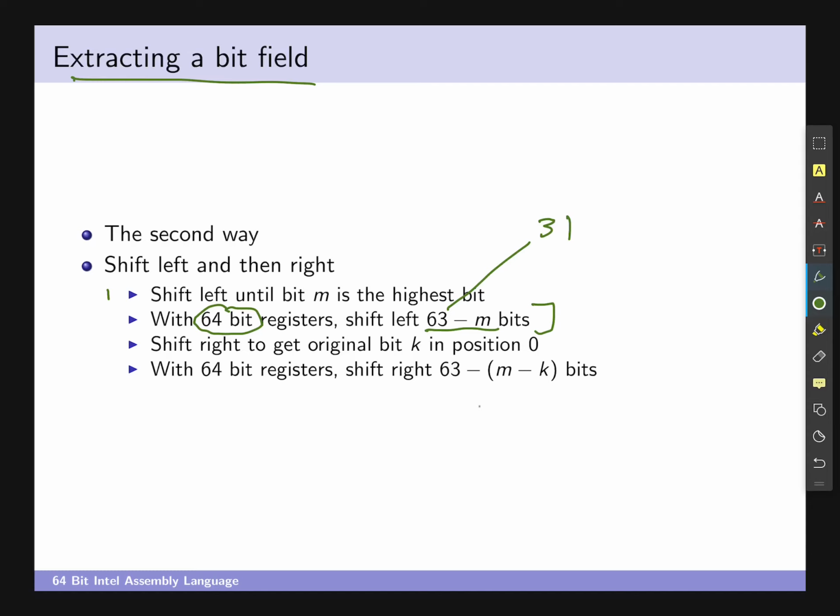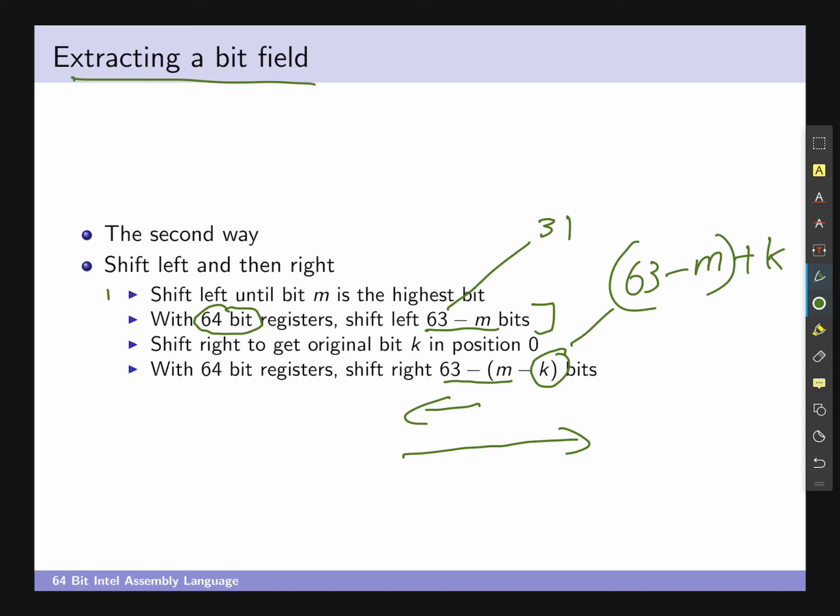Then I'm going to shift all the way back right. So I started with this left shift, and then I'm going to shift very far back to basically undo my previous left shift. And then I'm going to go an extra k bits further to the right. Okay, so this expression is just the same as going 63 minus m plus k. So basically I'm undoing the left shift that I did before because I'm now shifting right, and then I'm going to shift a further k bits.